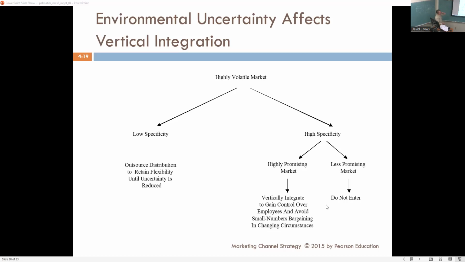So ultimately, generally if my product is generic, I wait until uncertainty is reduced for distribution. If my product is specific, I do take that chance, but in order to control my destiny, I vertically integrate, if I have the resources to do it. Just remember, test question: uncertainty favors outsourcing.